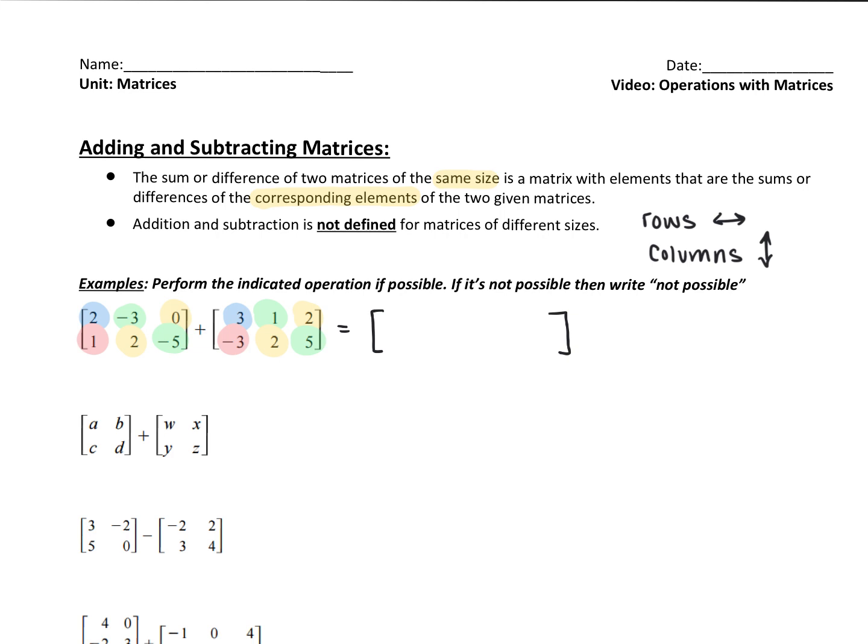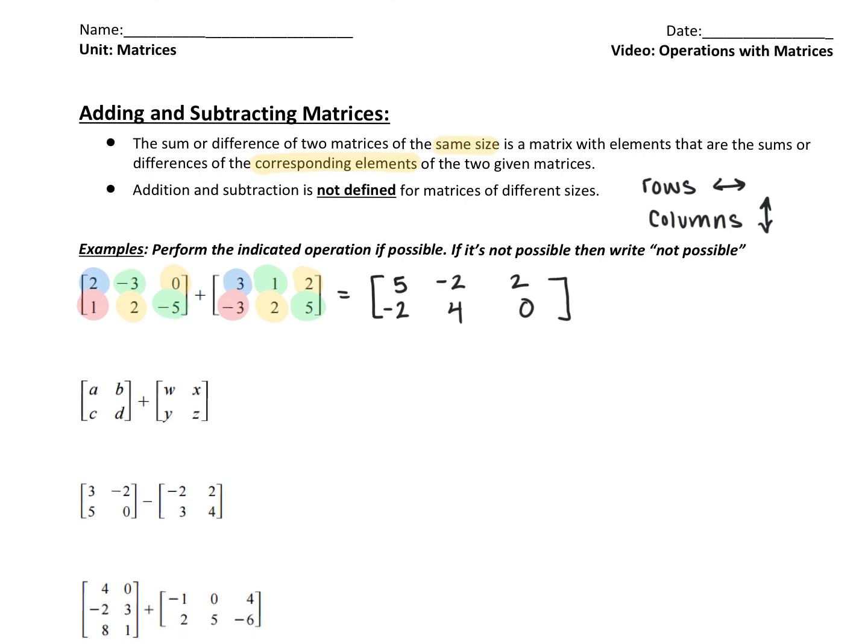Okay, so the first one, 2 and 3 is 5. -3 plus 1 is -2. 0 plus 2 is 2. 1 plus -3 is -2. 2 plus 2 is 4. And -5 plus 5 is 0. So it seems pretty simple.